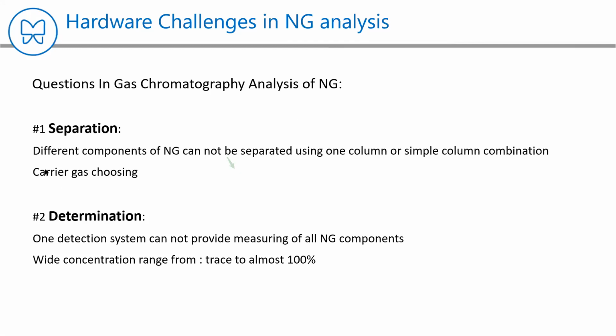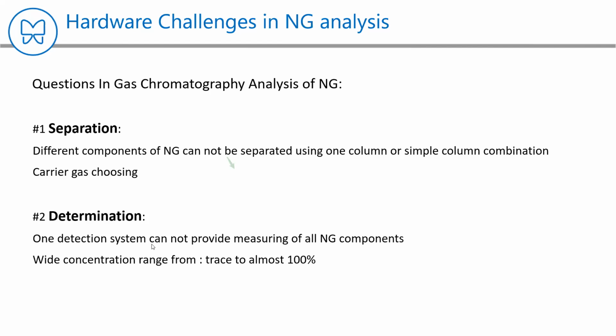An additional problem we have in natural gas is the carrier gas choice. If we use helium as carrier gas, it will be difficult to measure the helium in a normal GC. Or if we use hydrogen or nitrogen as well, we cannot easily measure nitrogen and hydrogen in this order, because the natural gas sample will be mixed with the carrier gas.